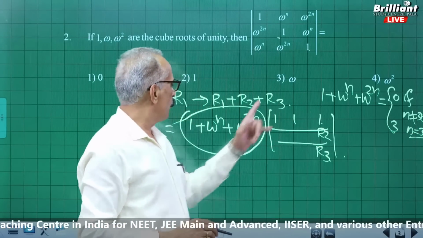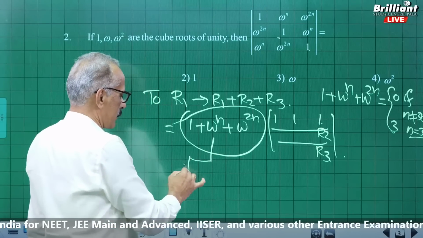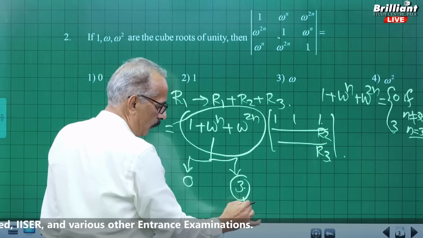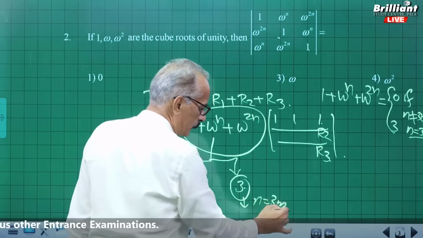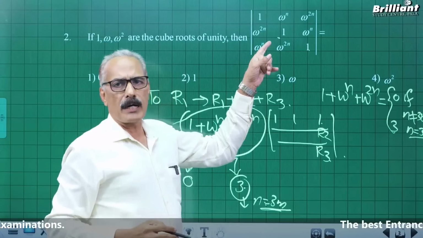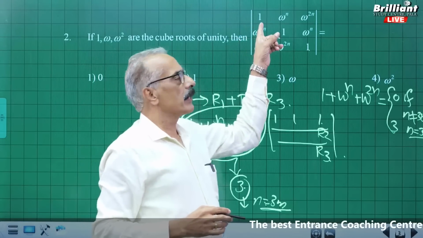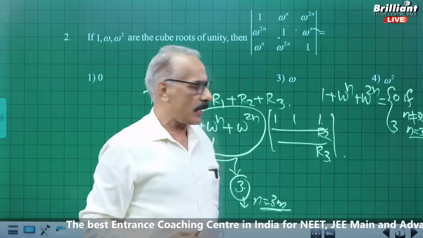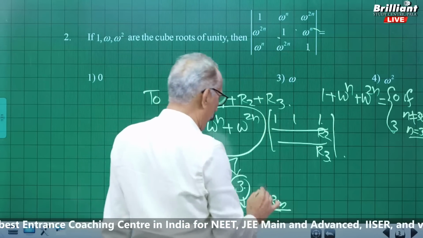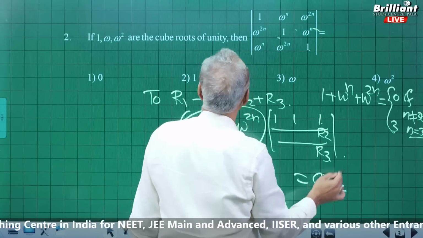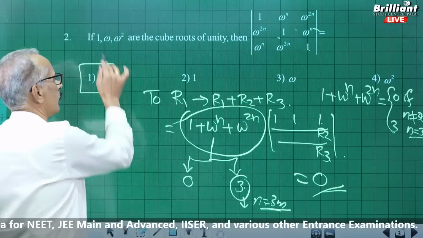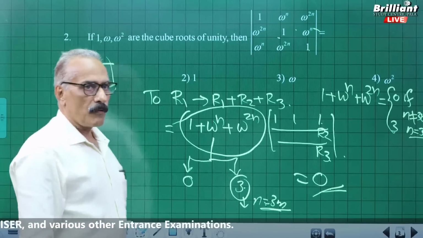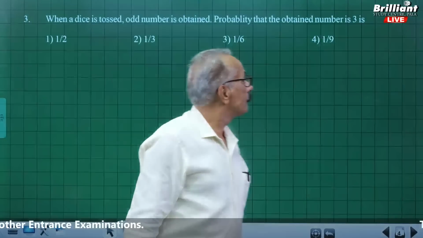So it has got two values, sometimes 0, sometimes 3. Don't worry about it. This is 3 only because n is a multiple of 3. Now what will happen when n is a multiple of 3? This determinant will become 1, 1, 1, 1, 1, 1. All three rows are identical. Hence the value is always 0. So the answer is 0, your answer, the first one. Very quickly. Okay, we will move on to the next question then.